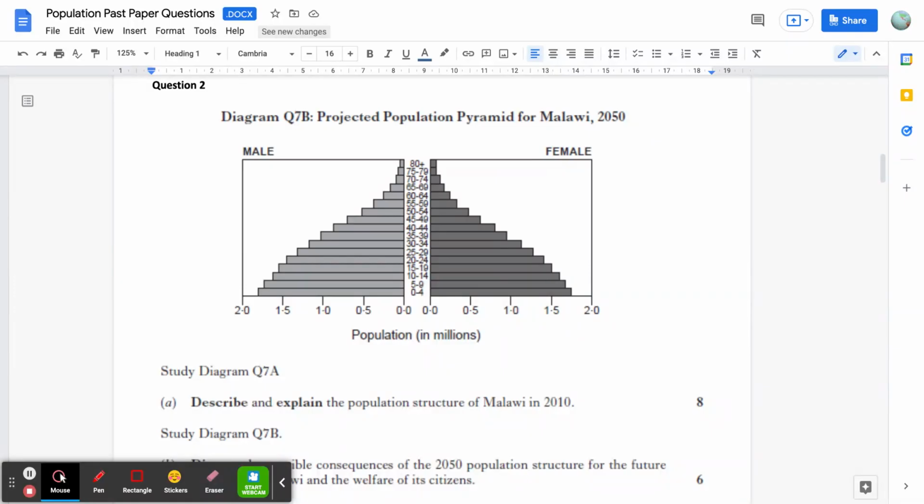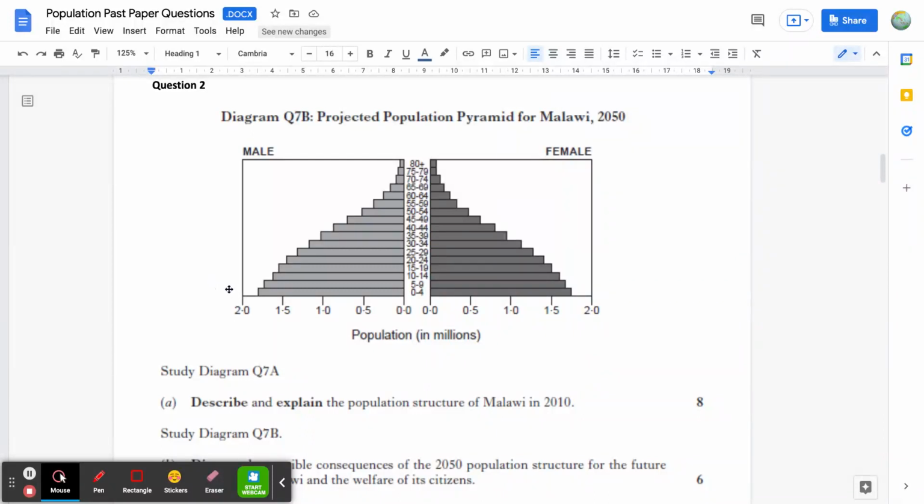Describing a population structure of any population pyramid, whether it is Malawi or another developing world country or a developed world country like the United Kingdom, involves the same process. You need to make a number of statements about different age categories and give amounts of people in those different age categories and contrast them with others. So the approach to describing, if it was this particular question, would look something like this.